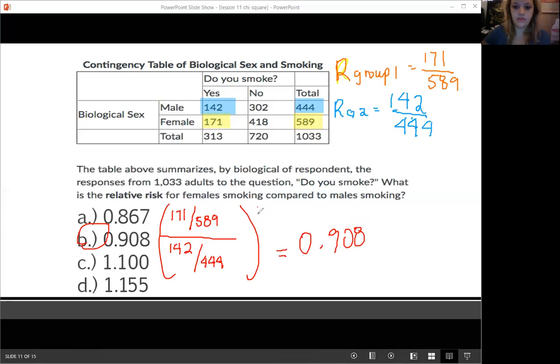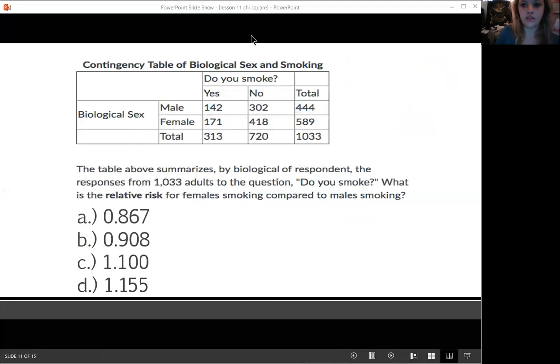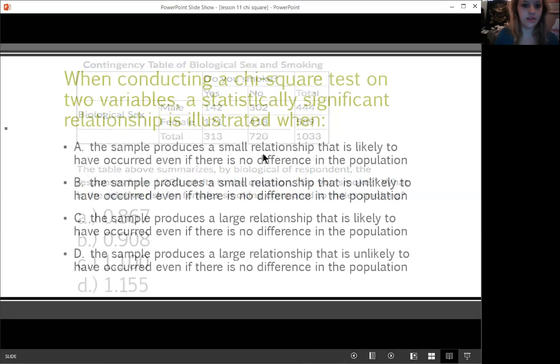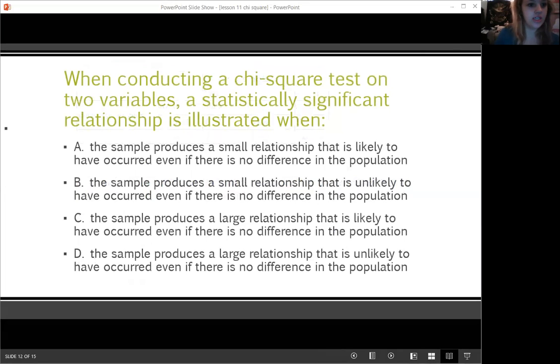So remember, this is our risk in group 1, and this is our risk in group 2. So our answer is B. Good job. Way to go. All right, let's try this one.